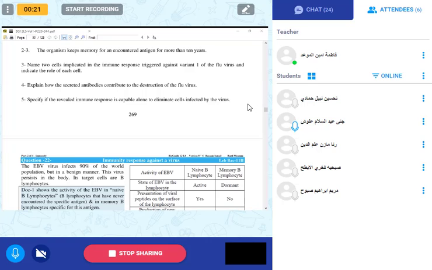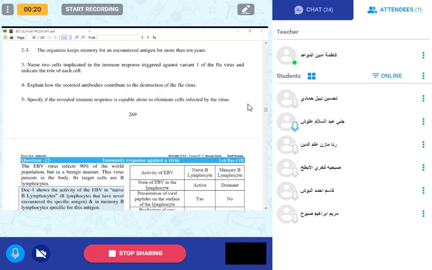Specify if this immune response alone is capable of eliminating cells infected by the virus. No. Why? Since the cell that is responsible for eliminating the infected cells is the T8, which is not included in the response cells of this experiment. برافو يا جنى.